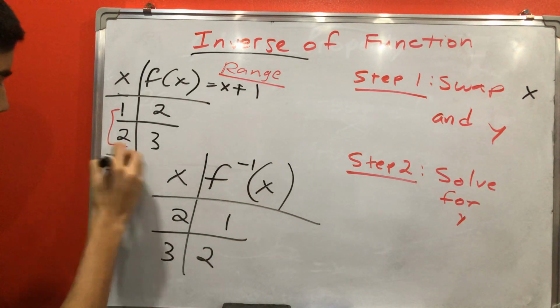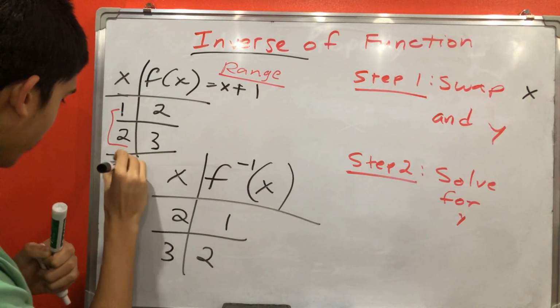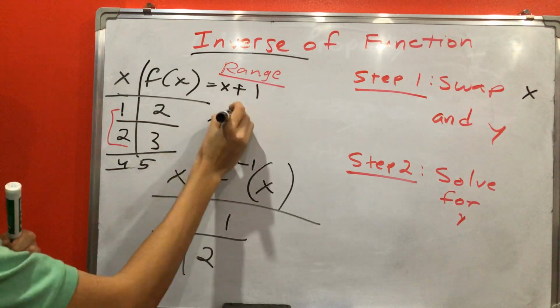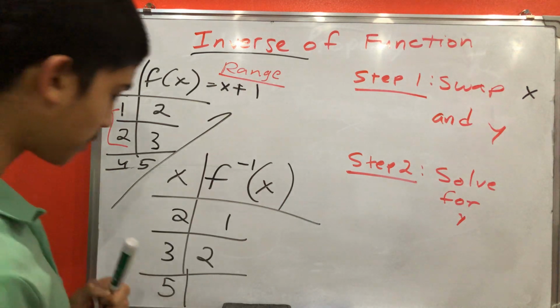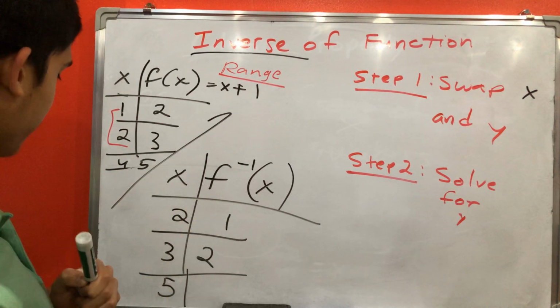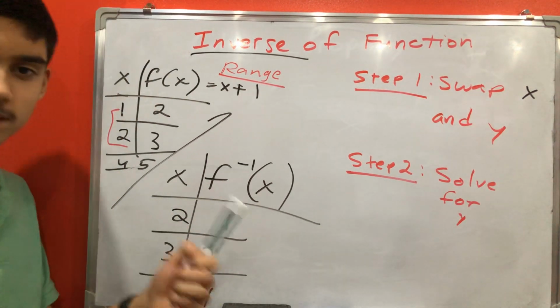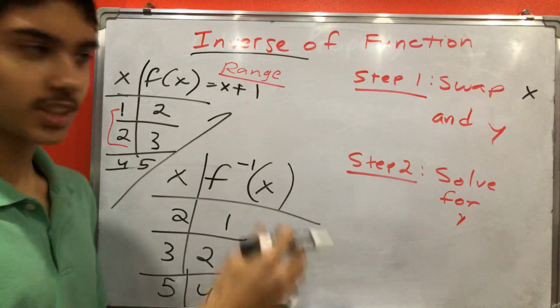Let's do some more examples so we fully understand. We have 4, and the output for f of x is 5. If we put 5 in here, putting the output in as the input, then the output for f negative 1 of x is just 4. So that's the importance of the inverse, and that's what it is and how to find it.